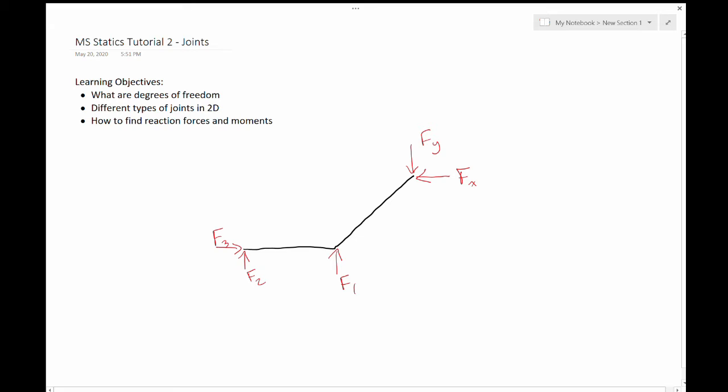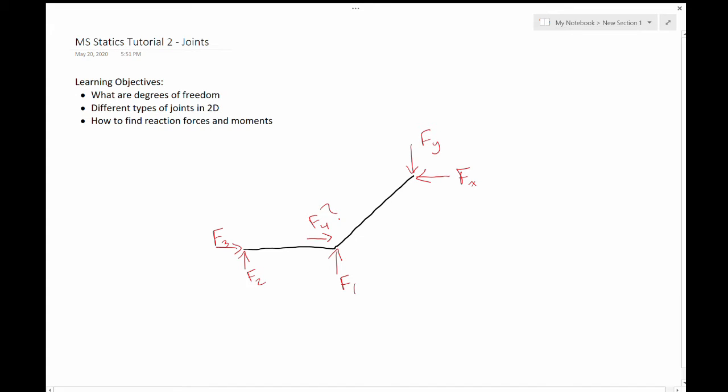But in the real world, we aren't just given reaction forces, right? We're given a real physical object, and we need to figure out what our reaction forces are going to be, right? For instance, in this problem here, if we're saying that we have F1 here in the y direction, why don't we have F4 here as well?